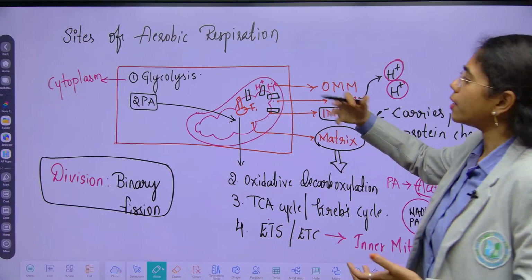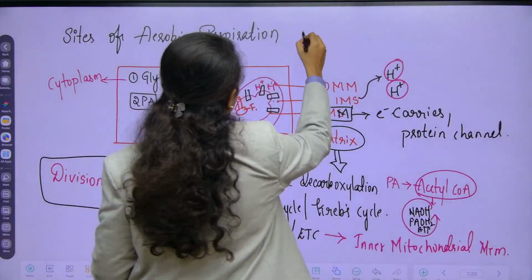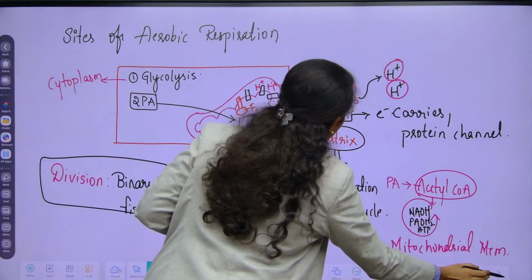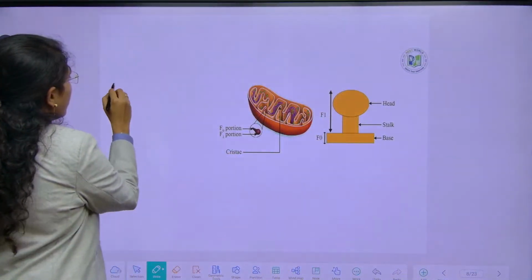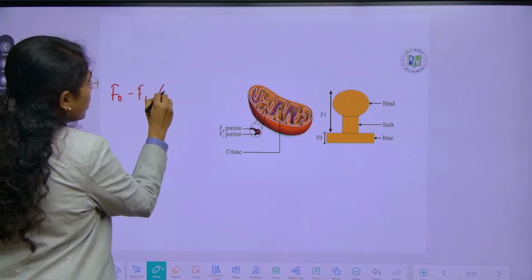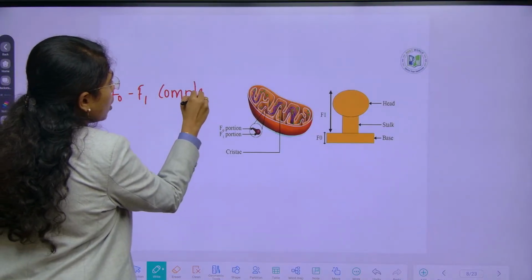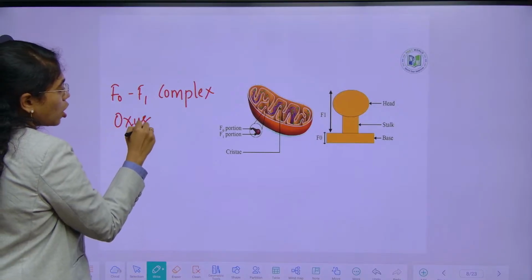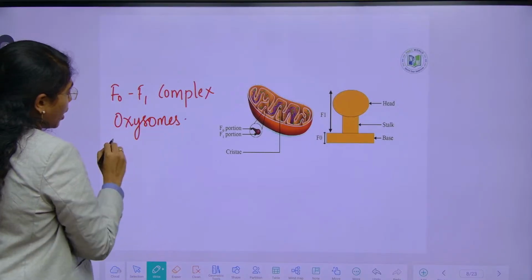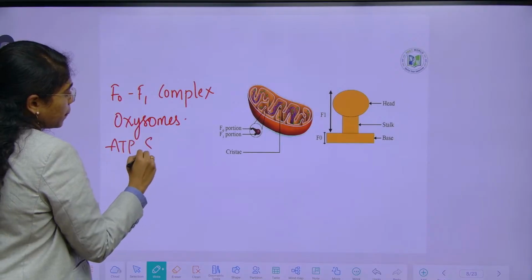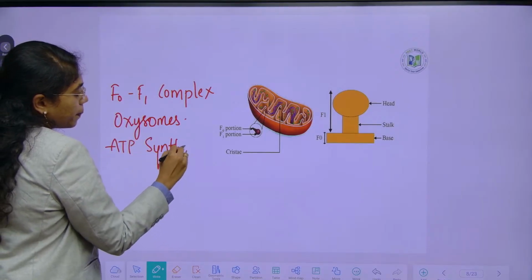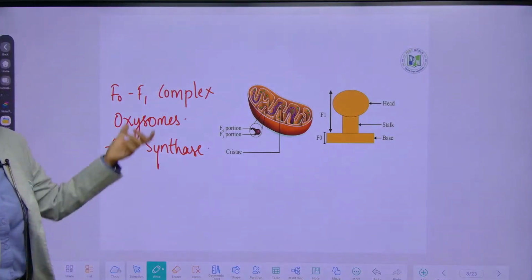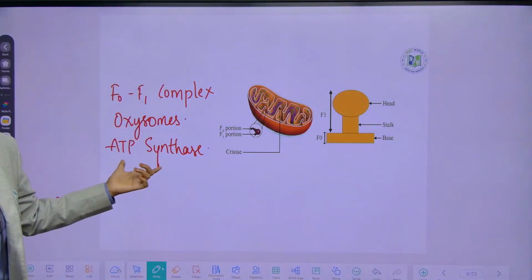Okay, there are different names for this F0 F1 complex. We can also call it Fernandez-Morgan particles, or oxysomes, or ATP synthase. These are different synonyms of F0 F1 particles.